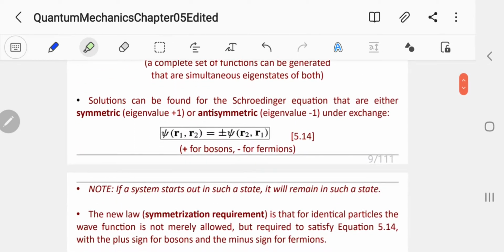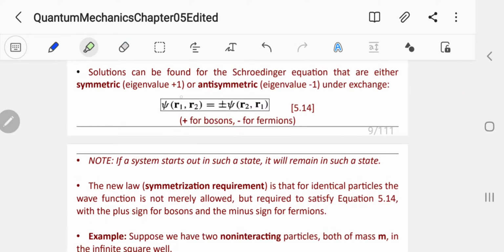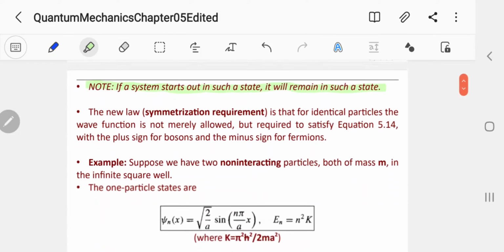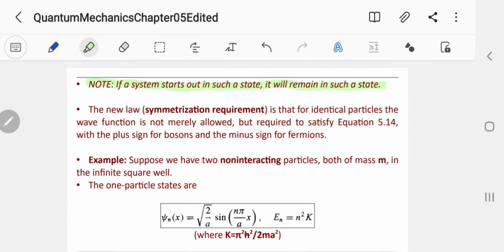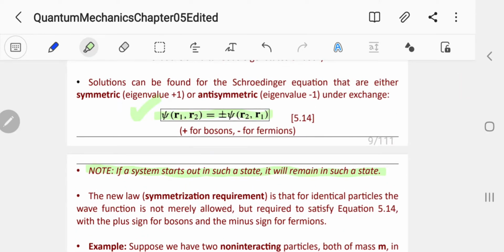So again, you have the wave functions. If the two particles exchange and the wave function is positive, that would be bosons. But if the particles exchange and the wave function becomes negative, that would be fermions. You have to note this also: if a system starts out in such a state, it will remain in such a state. This is very important.